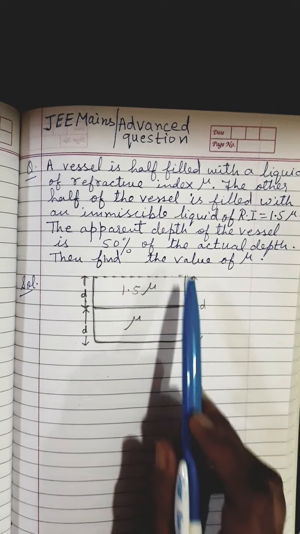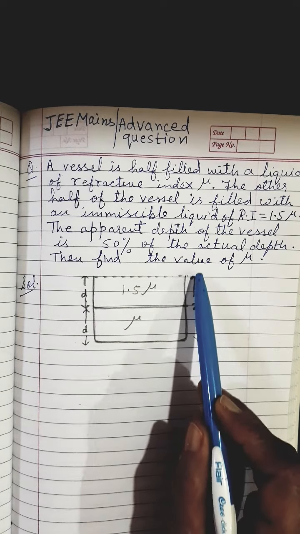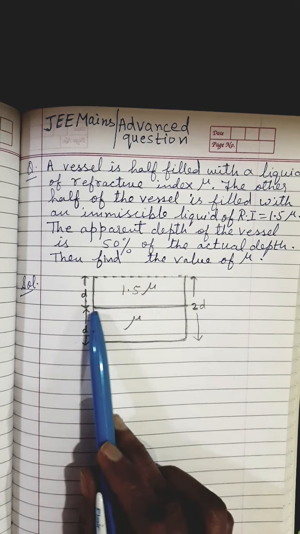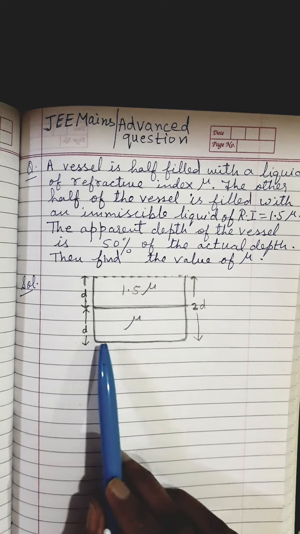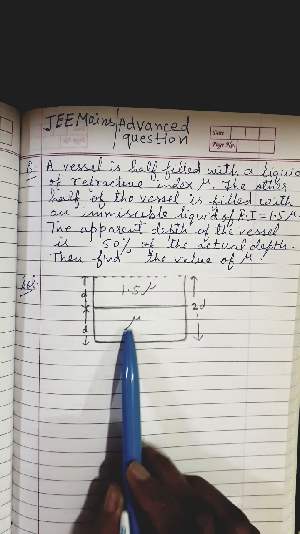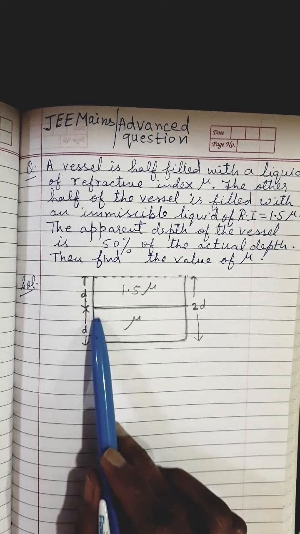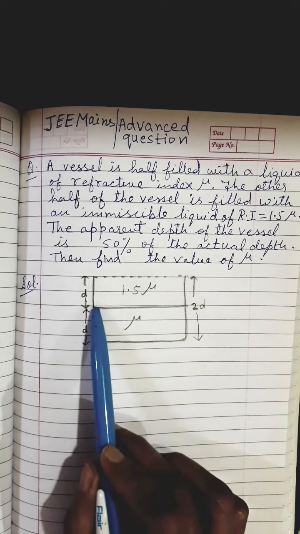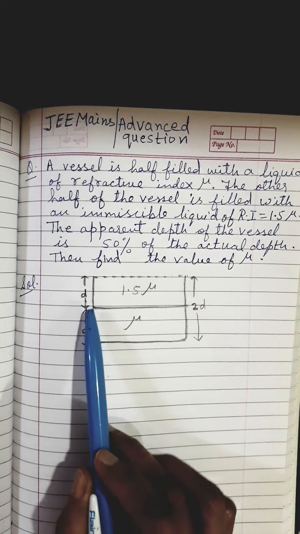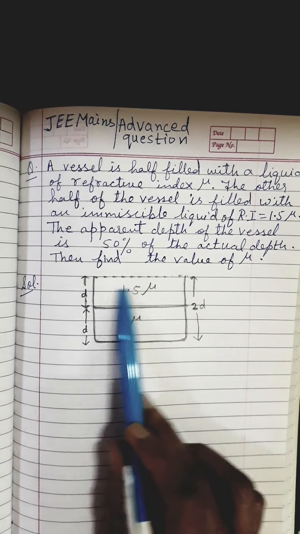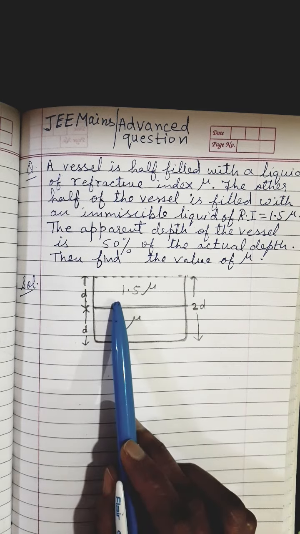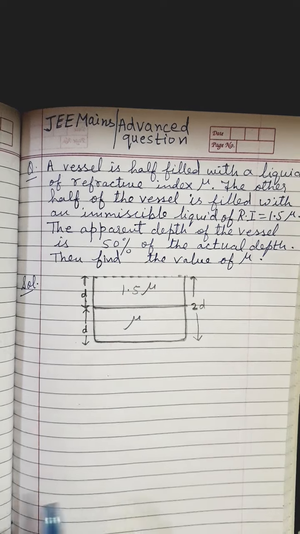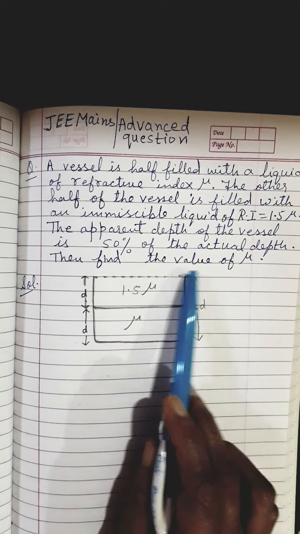So look at this diagram. This is the vessel. Let us suppose that the full depth of the vessel is 2d. Then when we are filling the half of the vessel with a liquid of refractive index mu, so this much depth will be small d, half of 2d is small d. Similarly, the other remaining half of the vessel is also small d, and this upper half portion, let us suppose, is filled with liquid of refractive index 1.5 mu. We need to find the value of mu.